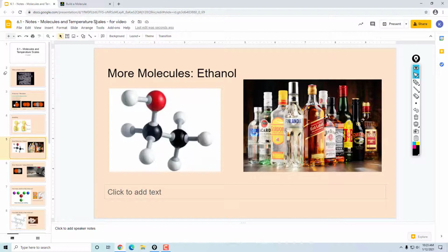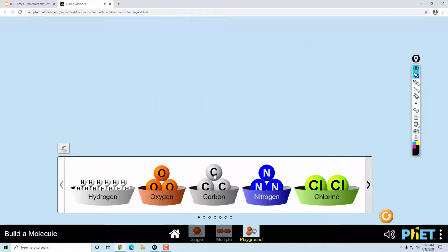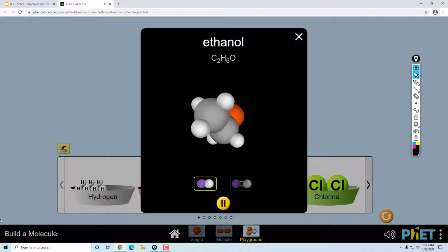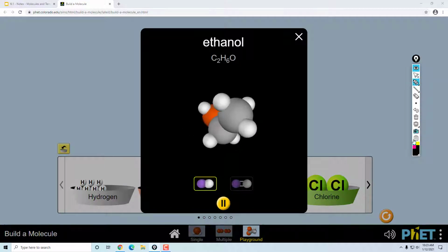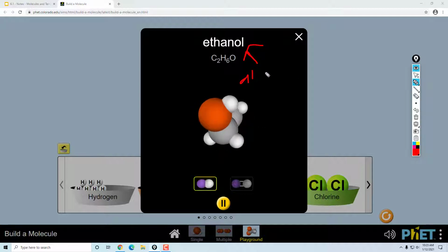Other molecules. Let's make some new ones. If we have 2 carbons and we surround this carbon with 3 hydrogen, this one with 2 hydrogen, an oxygen, and another hydrogen, we get something we encounter all the time. This is ethanol. What is ethanol? Ethanol is what we usually call alcohol.